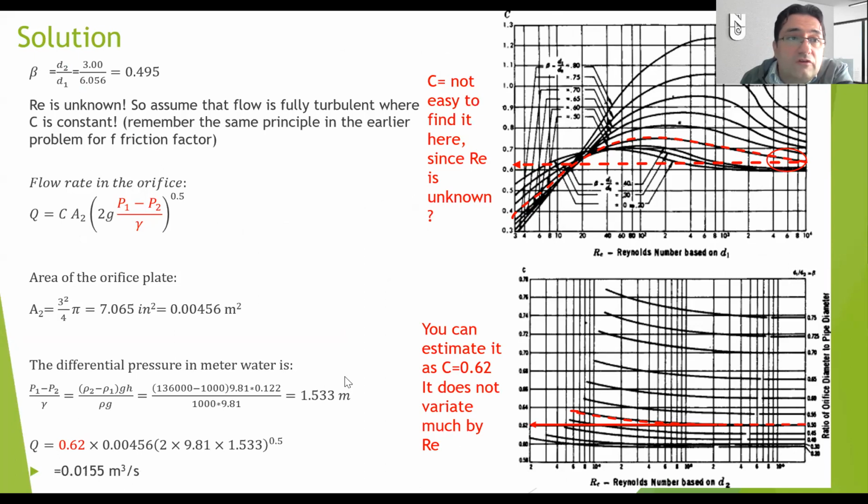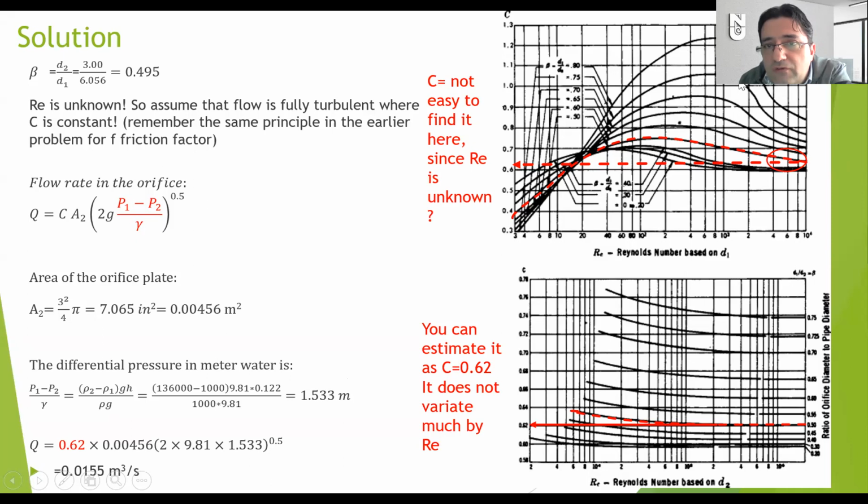Okay, actually the solution is quite simple. Let's first calculate the beta value. It is 3 inch over 9.056 inch, and it's around 0.5, almost 0.5. Okay, so please let's have a look at here, and you will find where 0.5 is. This is 0.5. Okay, so the beta value.